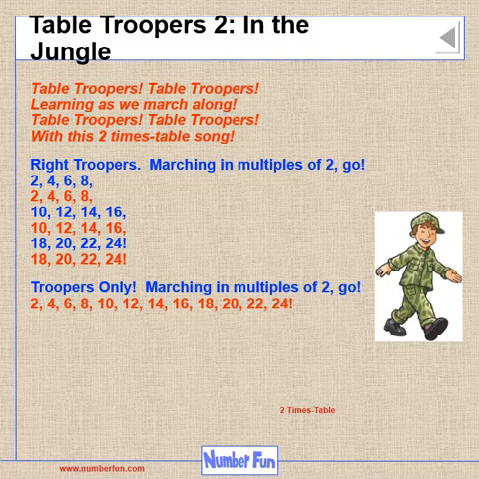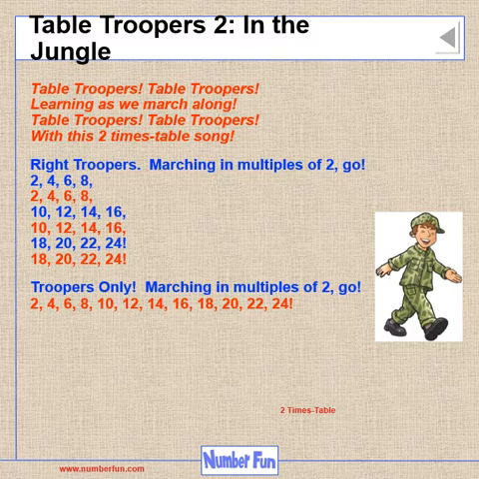Go! 2, 4, 6, 8. 10, 12, 14, 16. 18, 20, 22, 24. Troopers only, marching in multiples of 2. Go! 2, 4, 6, 8, 10, 12, 14, 16, 18, 20, 22, 24.